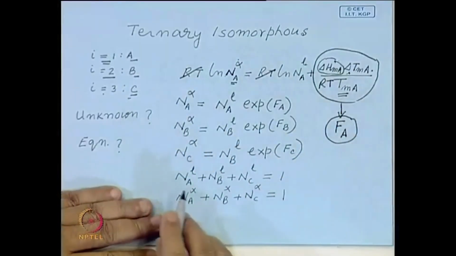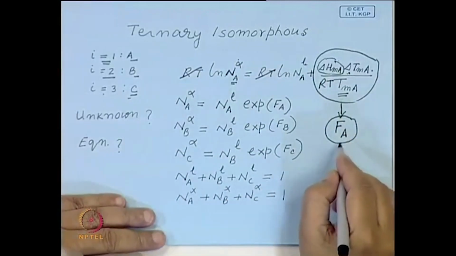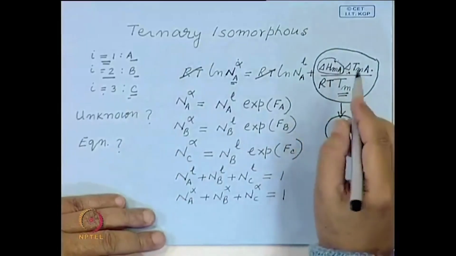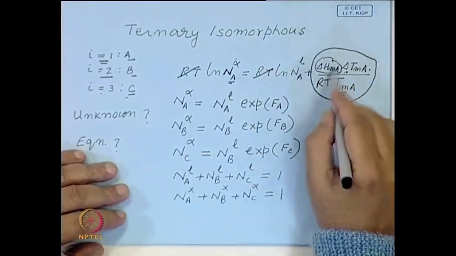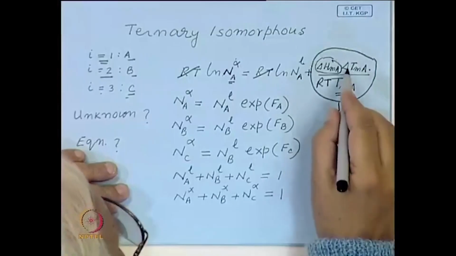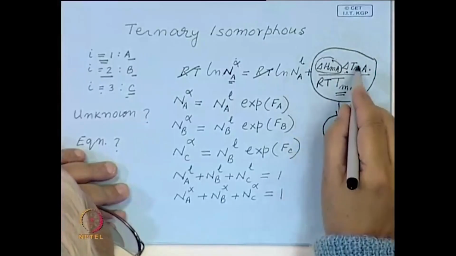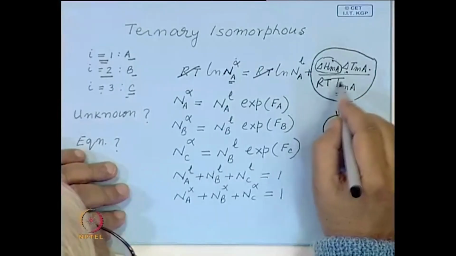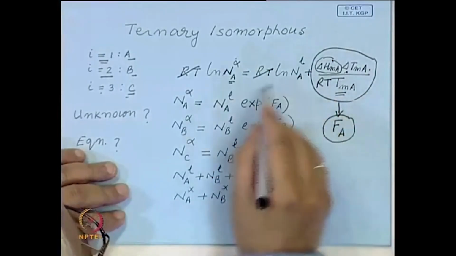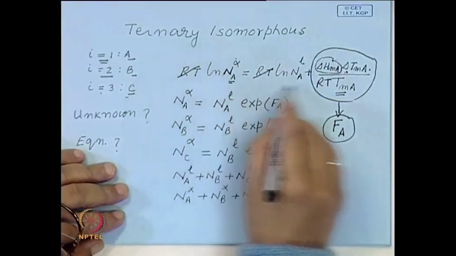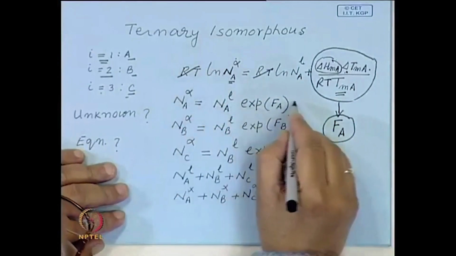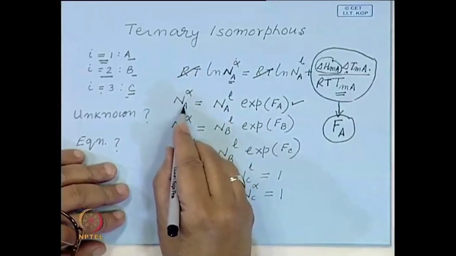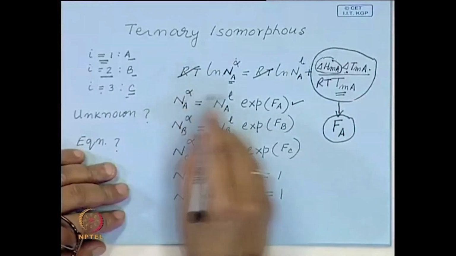F A, which depends only on the thermodynamic characteristics, that is, the enthalpy of fusion or latent heat of fusion, the melting point, the universal gas constant and the temperature. So in that case you can simply write this expression in this form. This is when you equate the chemical potential of A in alpha and liquid.